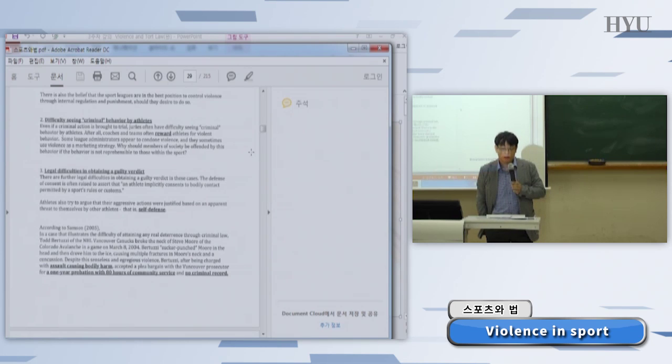Assault and battery. 공갈 협박 and 폭행, assault and battery. Assault is 공갈 협박 and battery is 폭행. But assault almost always comes with battery. Assault and battery in sports games, in a sporting event. How can you handle those situations?